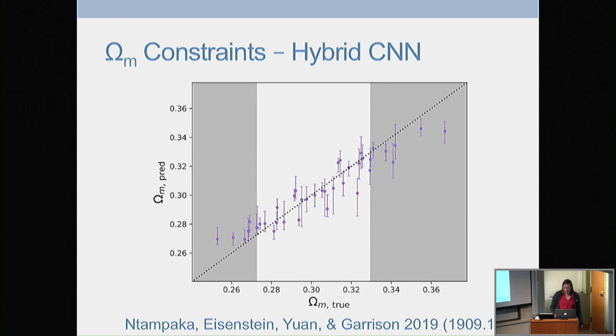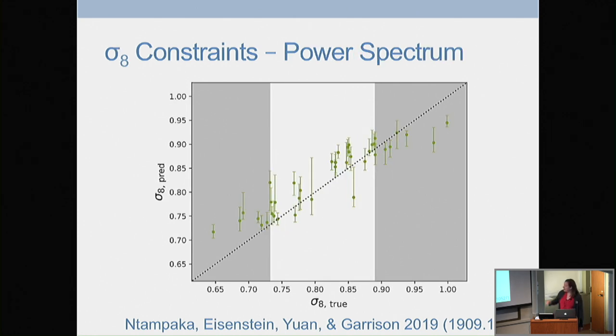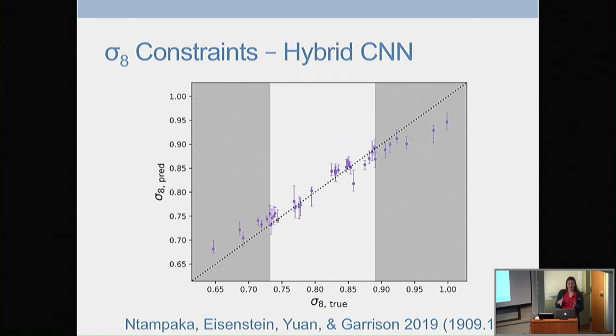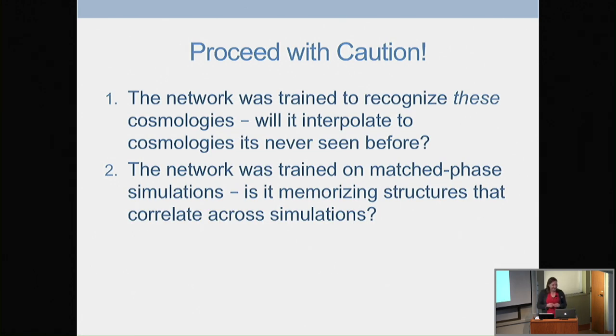For sigma 8, we have a slightly different story. For sigma 8, again, true on the x-axis, predicted on the y. Lots of scatter for the power spectrum alone. But when the CNN is allowed to find those patterns, it really tightens it up. Two places you should be suspicious here. Okay, let's proceed with caution.